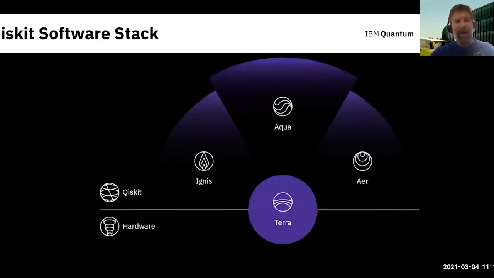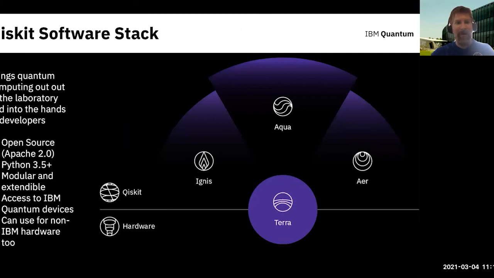So Qiskit is our open source framework for quantum computing. Generally, it's an IBM product, but it's open to anyone. It's under the Apache 2.0 license. It's mainly written in Python. You can access our devices with it. You can access other people's devices. You can access simulators. You can access whatever.